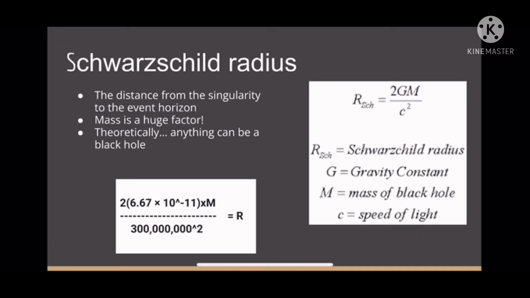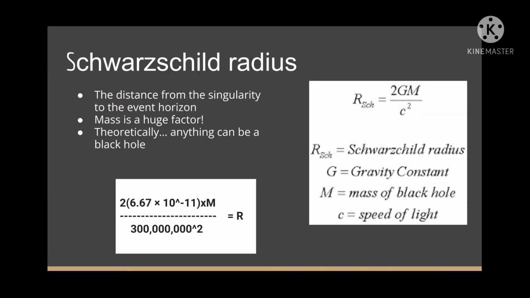The distance between the center of a black hole and its event horizon is called the Schwarzschild radius. To find it, you need to multiply 2 times the gravitational constant multiplied by the mass of the black hole, divided by the speed of light squared. On the bottom left is the actual equation.